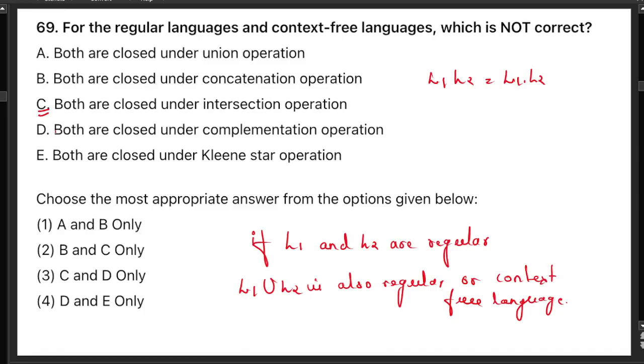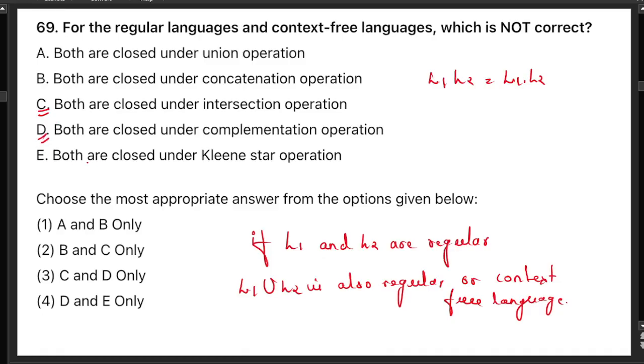If we talk about D, both are closed under complementation operation. Regular languages are closed under complementation, but context-free languages are not necessarily closed under complementation. We can understand it like this: if L1 is a regular language, its complement is also regular. But if L1 is context-free, its complement may or may not be context-free. So here D is also correct.